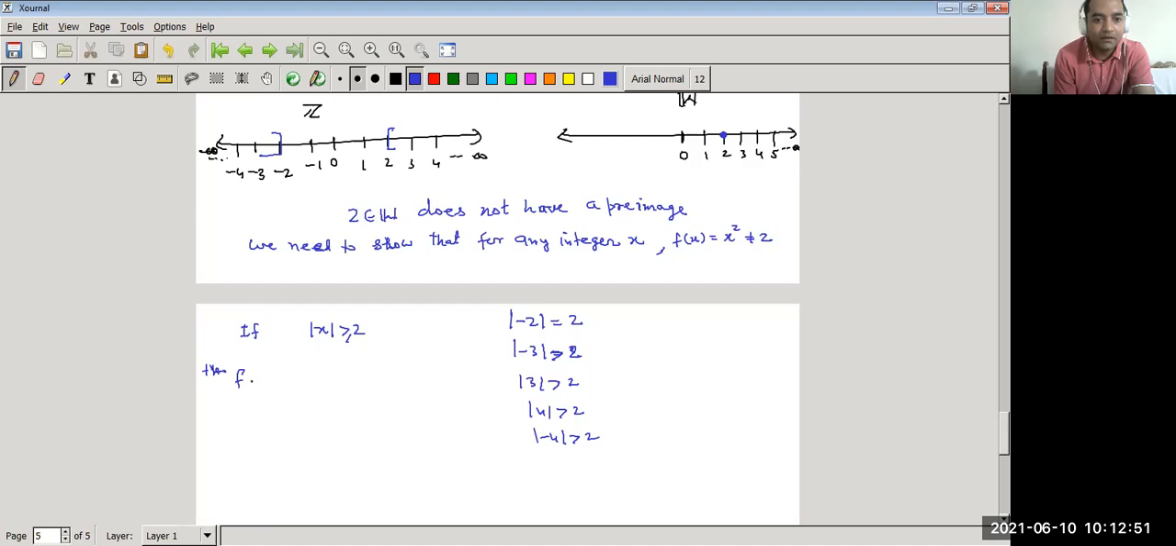Then f of x is equal to x square. X square means you can take the mod of x square, both are same. And when we take the mod, this implies mod x greater than or equal to 2, so mod x square is also greater than or equal to 4, and 4 is greater than 2. It means we can write this is greater than 2, because we can say this is greater than or equal to 4, or this is greater than 2.